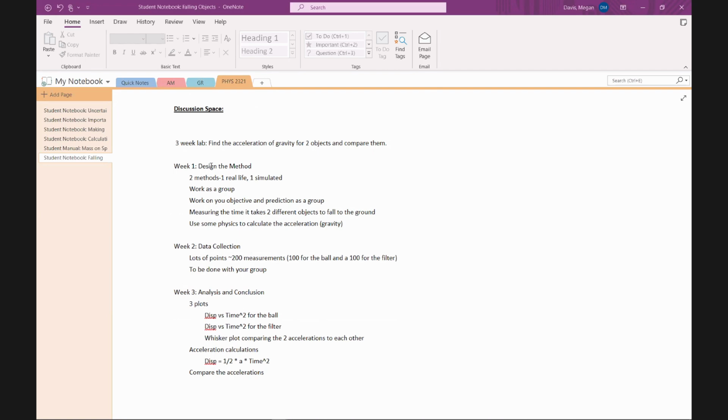So we have it broken down by week. This first week, you were just purely designing your method. Just like the last lab, you're going to need 2 different methods, one for the simulator and one for real life. And work as a group. You can talk about your objective as a group, you can talk about your prediction as a group, and you can design the method as a group.